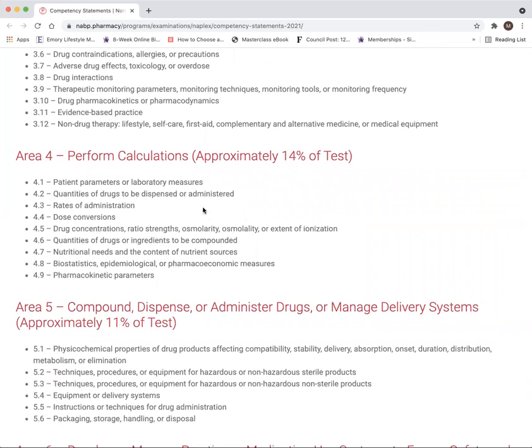Now this is calculations. Calculations can go both ways depending on how well you've prepared for it. It can be an easy scoop: learning dosage conversions, rate of administrations, parenteral nutrition, biostatistics, pharmacokinetics, patient parameters, and laboratory values fall in here, like the calcium correction and also phenytoin correction.